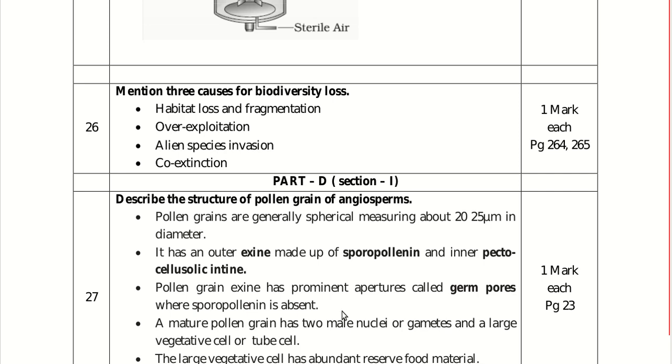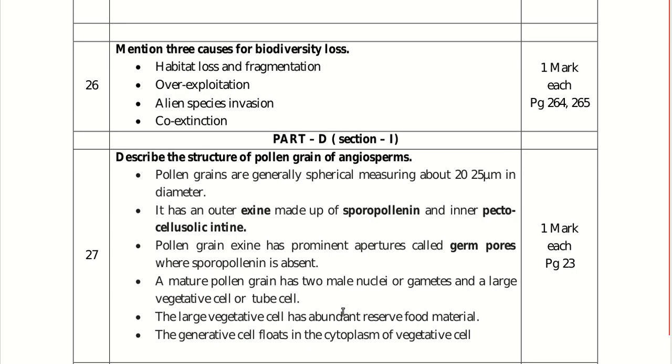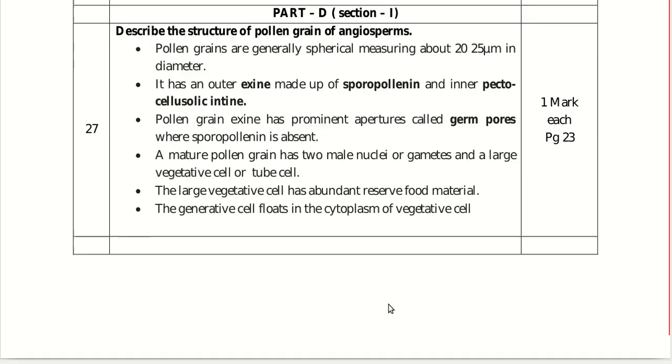A mature pollen grain has 2 male nuclei or gametes and a large vegetative cell or tube cell. The large vegetative cell has abundant reserve food material. The generative cell floats in the cytoplasm of the vegetative cell.